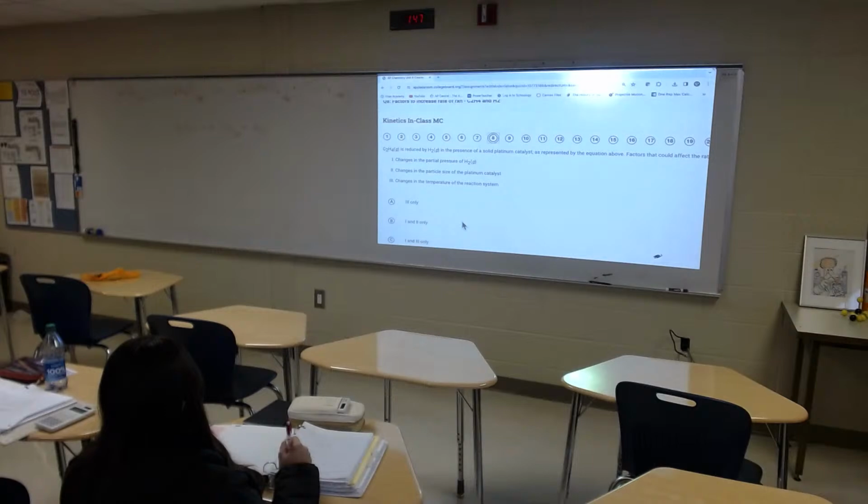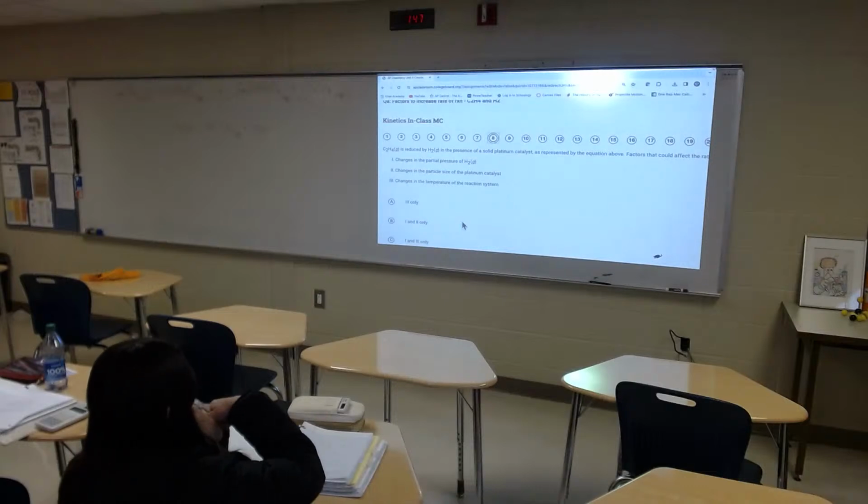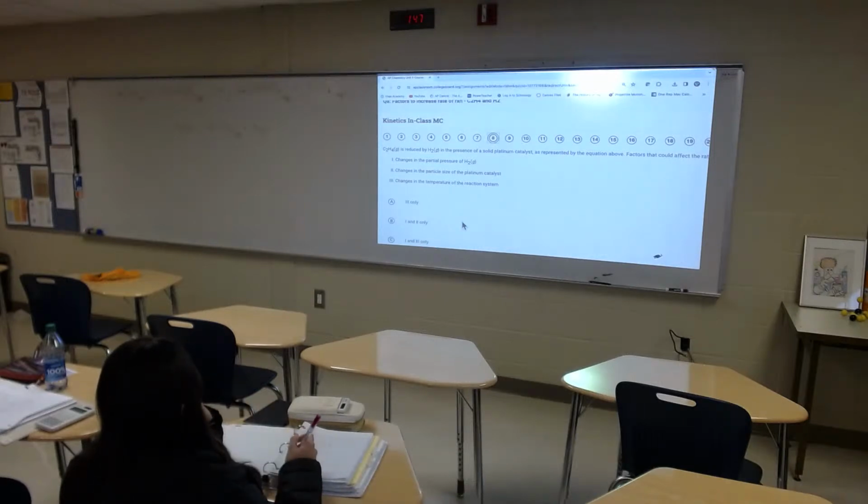And of course, we know that temperature, right? But that's odd that they don't. Oh, it just says effect, doesn't say speed up or slow down, does it? Never mind. All right. So 2 and 3, answer D.